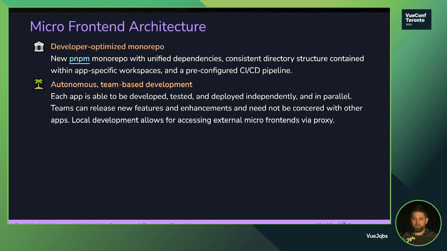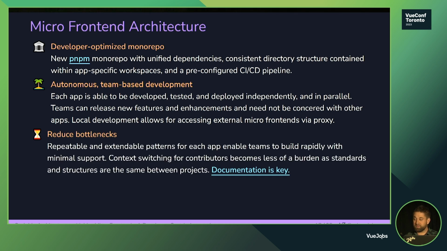We also wanted to enable autonomous team-based development, right? Each team's app in this new architecture should be able to be developed, tested, and deployed independently and in parallel, right? So teams can release new features. The other teams in the ecosystem don't even have to care what's going on in this other app. Reducing bottlenecks, right? This was huge for us.